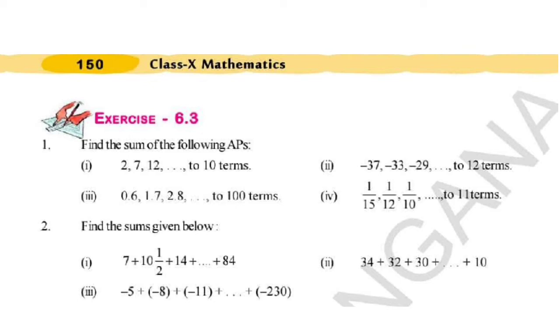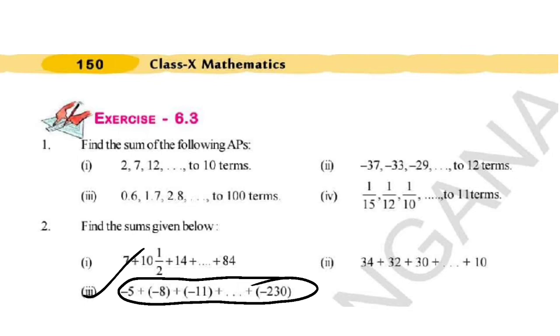So next I am going to explain the third problem, that is minus 5 plus minus 8 plus minus 11 plus dash minus 230. It is also the same as the first problem. There is no information about the number of terms. So first we have to find out the number of terms.